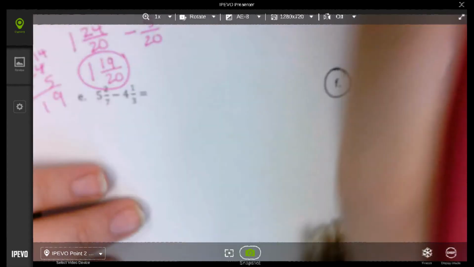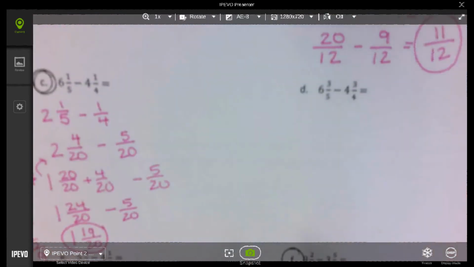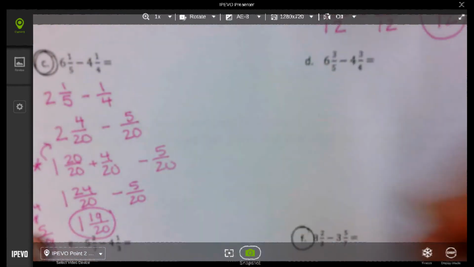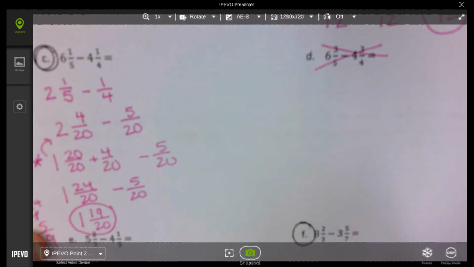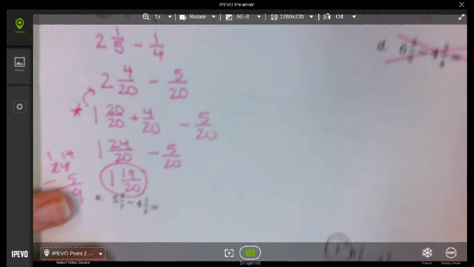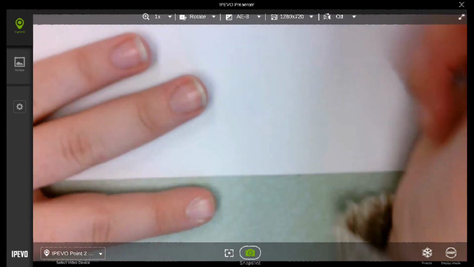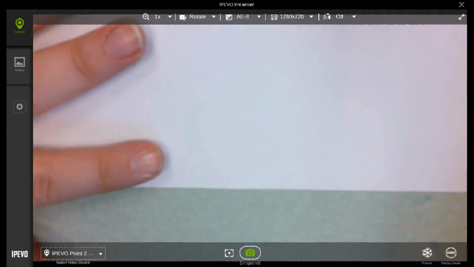Another thing, you only have to do these 3 problems. If you need to take up all this space, you don't have to do D. Use the space that you need in order to be successful. Grab an extra paper too if that's helpful.